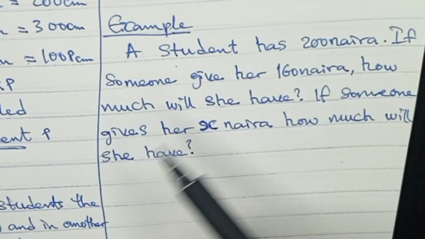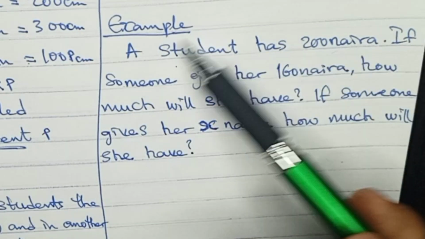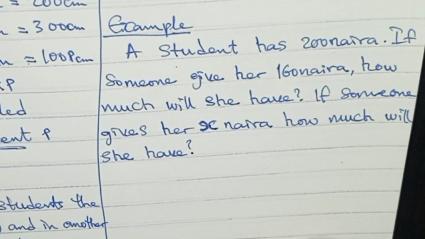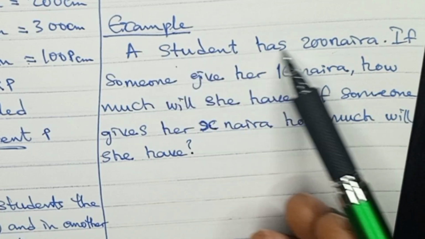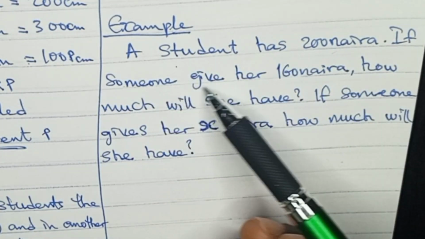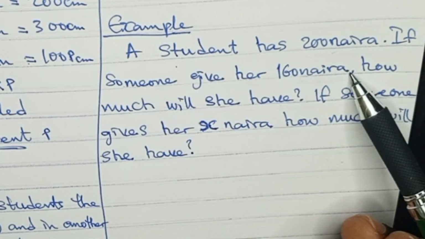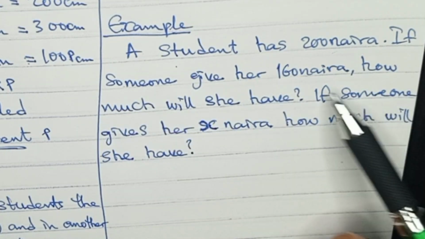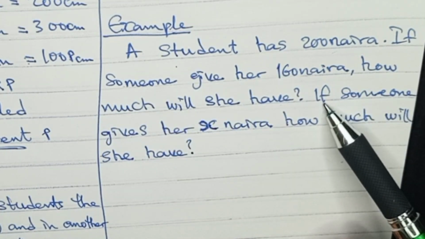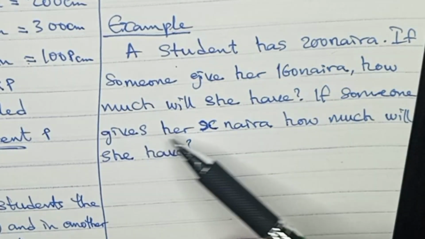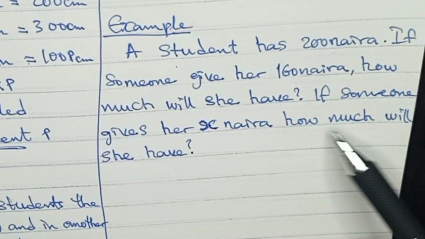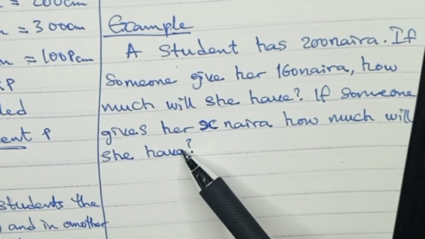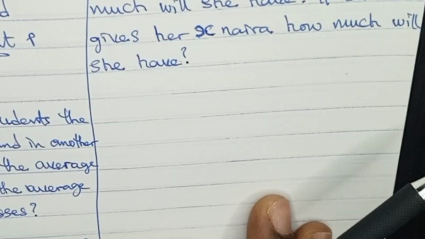Just like I said, first of all we have to understand the question, then we solve. Here, a student has 200 naira. If someone gives her 160 naira, how much will she have? That's the first part. Now we go to the second part: if someone gives her X naira, how much will she have? So let's solve.